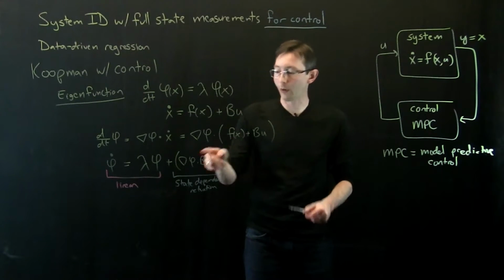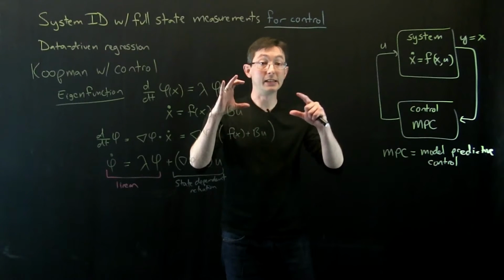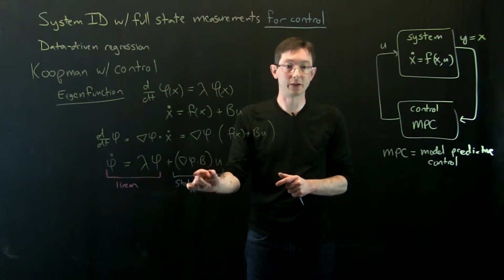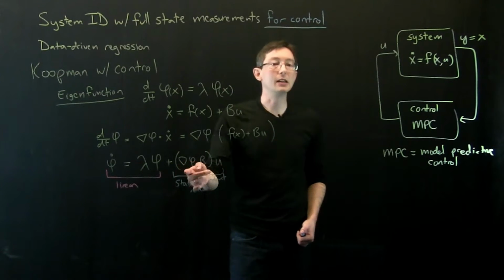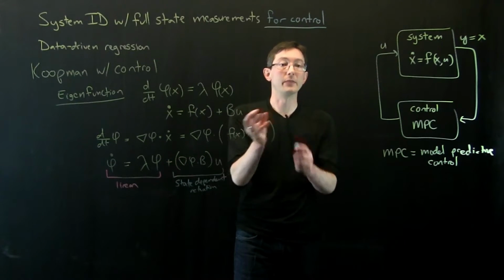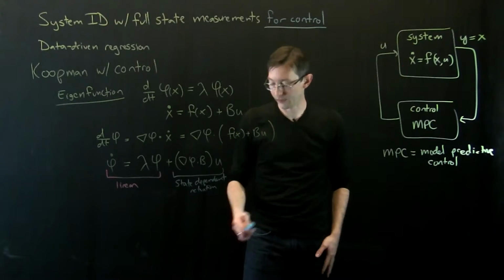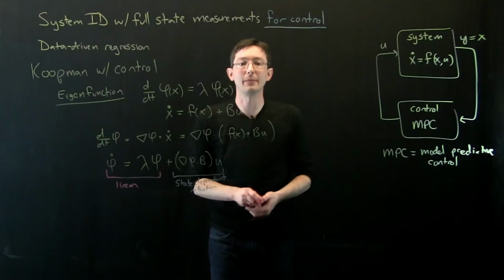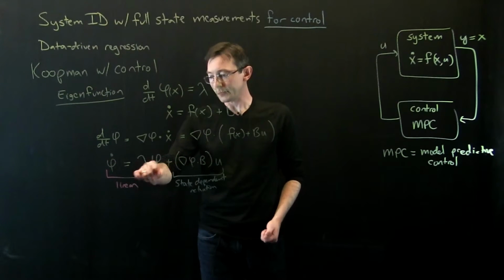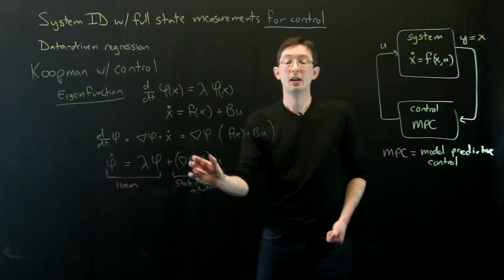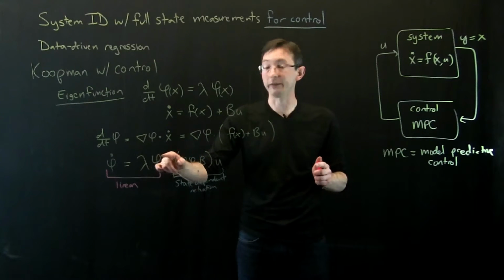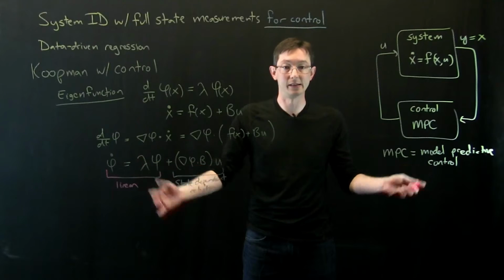Because now this grad phi dot b is a function of x, because grad phi is a function of x, and when I dot it into b, it's a function of x. But essentially what that means is just that my new b vector is a function of state space. Okay? So I still have linear dynamics in my eigenfunction coordinates, but now the actuation affects that eigenfunction differently depending on what x is.